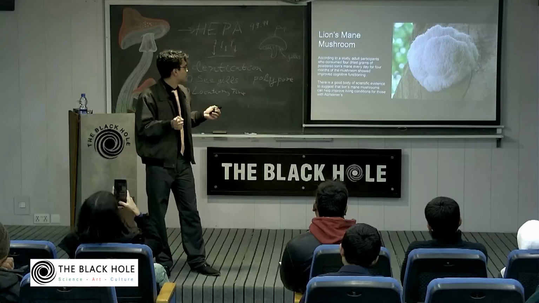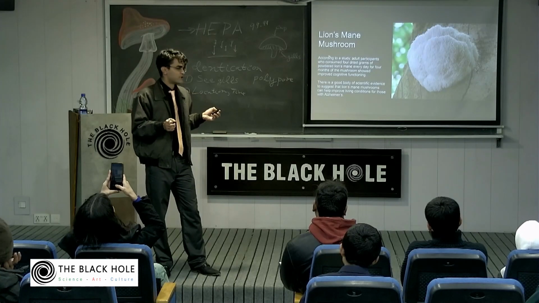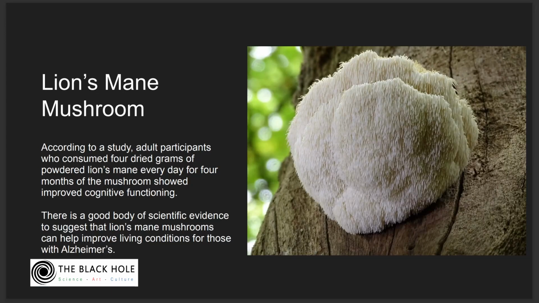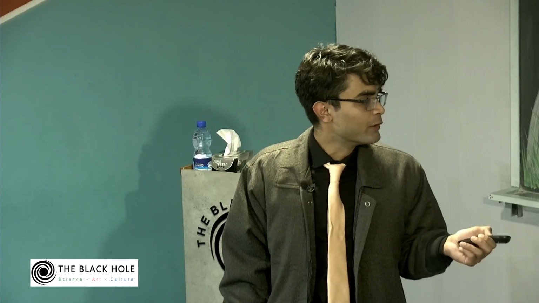So one of these is lion's mane mushroom. This is natively found in the Asia Pacific, and it quite literally looks like a lion's mane, right? It's white, and this mushroom is actually quite delicious. I have never eaten it myself, but people say it makes a very good meat substitute, and it acts as a replacement for steak also.